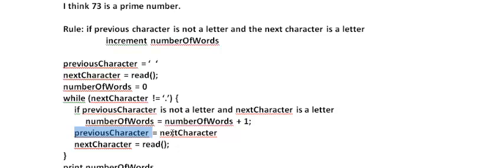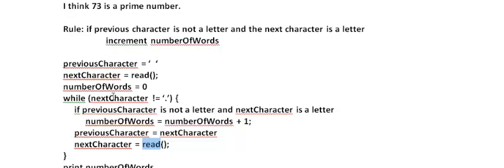Previous character would be set to the value in the next character. What is next character? It is I. So previous character would be equal to I, and next character would be equal to the next character in the input sequence, which is the space character. Next character, we'll go back here. Next character is not equal to a period, and previous character is not a letter is not satisfied because previous character is I. So this will not be executed. Previous character would be now set to the space character. Next character would be equal to the character T here.